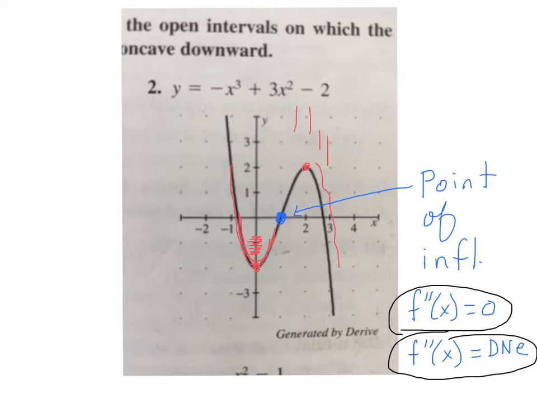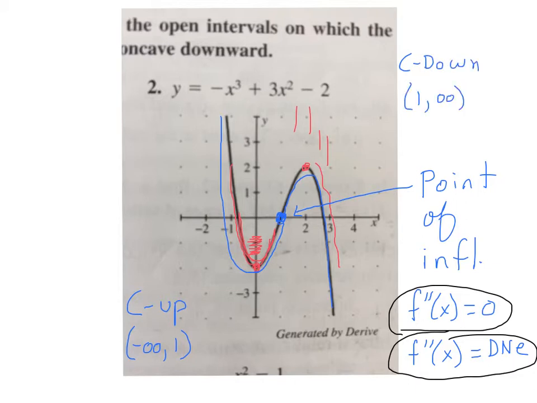Now, the point of inflection is where the graph changes from being concave in one direction to being concave in the other. So you can see that this graph is concave up from negative infinity all the way to whatever this point is. It looks like maybe x equals 1. So we would say that the graph is concave up from negative infinity, and we're approximating x equals 1. And then at 1 it begins being concave down, and it's concave down from that 1 all the way to infinity.